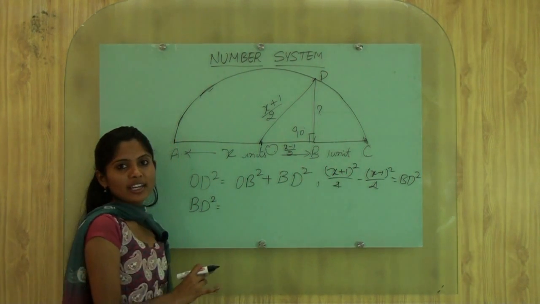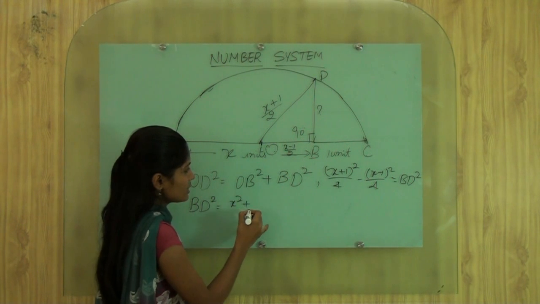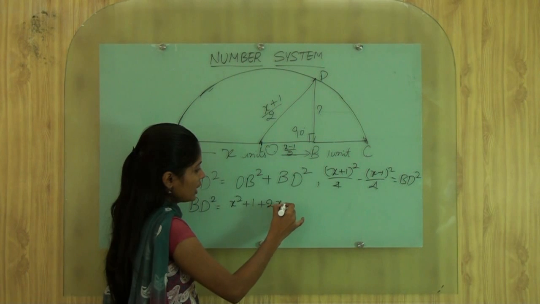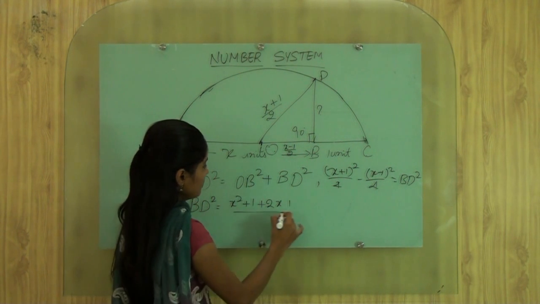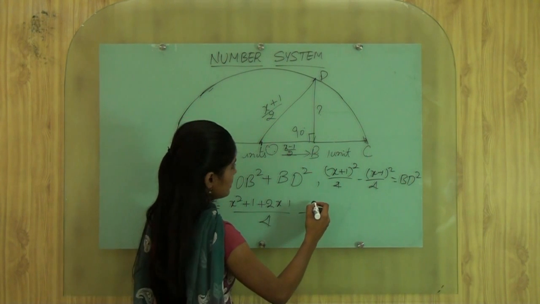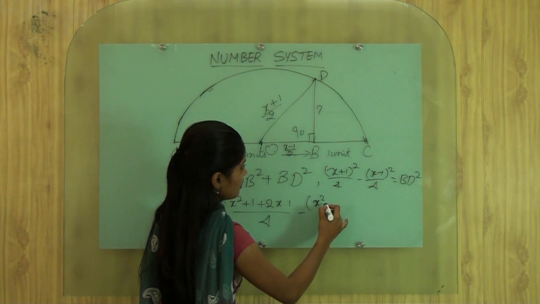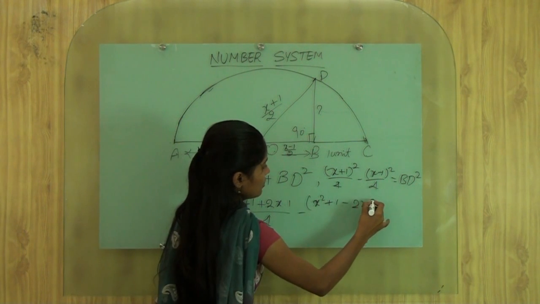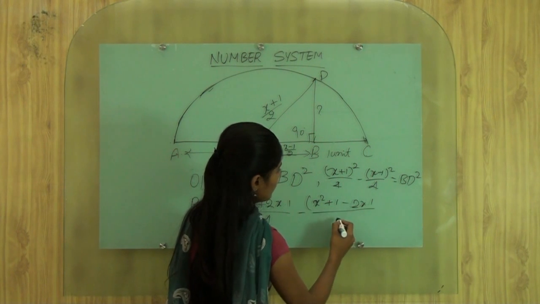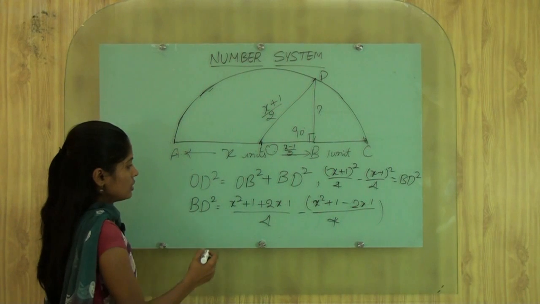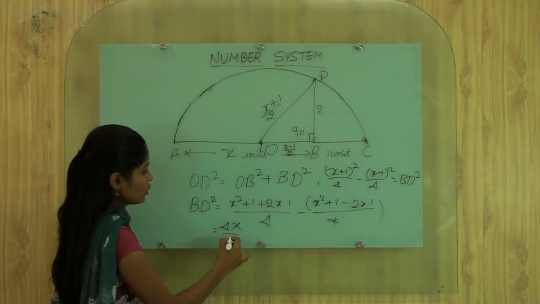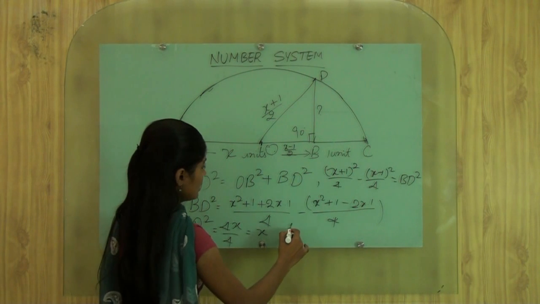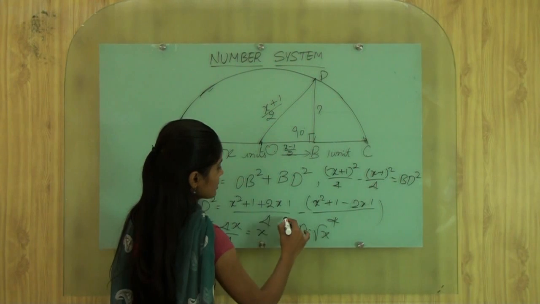x plus 1 whole square. We can expand it. That is a plus b whole square, a square plus b square plus 2ab, by 4, minus the same a square plus b square minus 2ab by 4. If you simplify the value, there comes 4x by 4, which is equal to x. BD square is equal to x, therefore BD is equal to root of x.